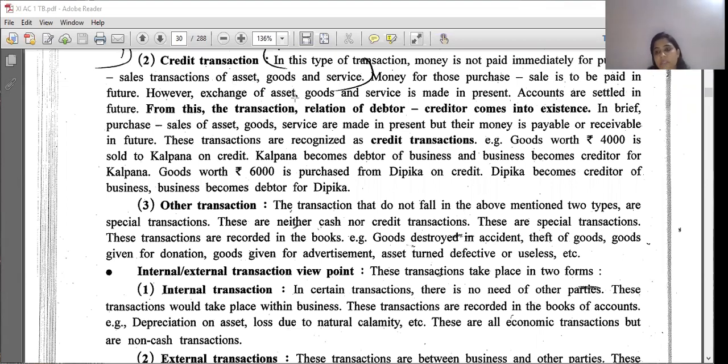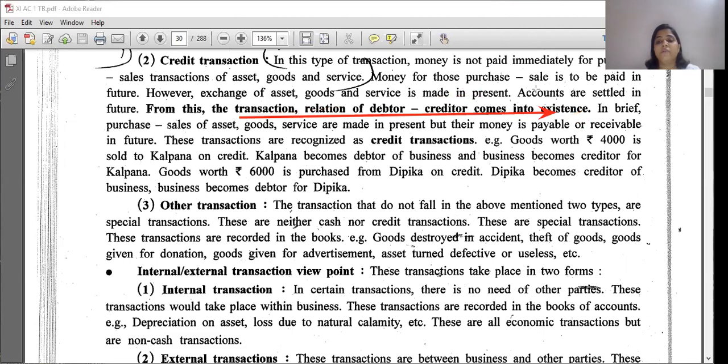Now credit transactions are clear to you: goods are purchased or sold in the present and the amount is paid or received in future. That is your credit transaction, udhar transaction. Money for those purchases is to be paid in future. However, the exchange of assets, goods and services is made in the present and accounts are settled in future. From this transaction, the relation of debtors and creditors comes into existence.